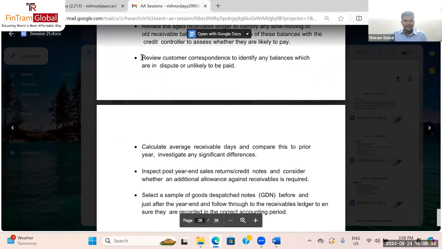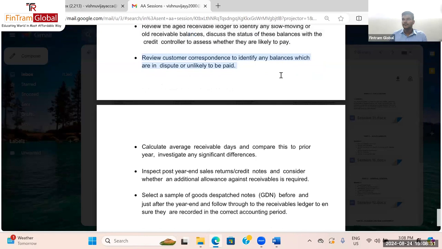Yeah. Secondly, you can review correspondence. We're talking about the ones that have already been sent out. Okay, we're not sending out new ones, right? For the ones that have already been sent out, you can see if there's anything that's likely in dispute or something like that, right?